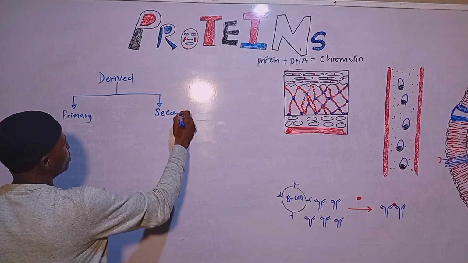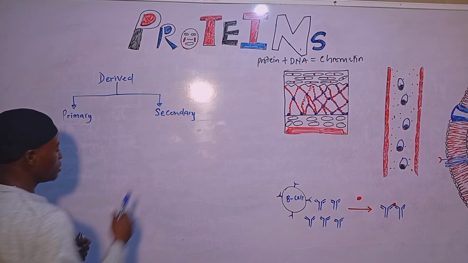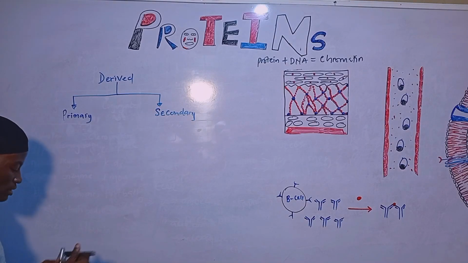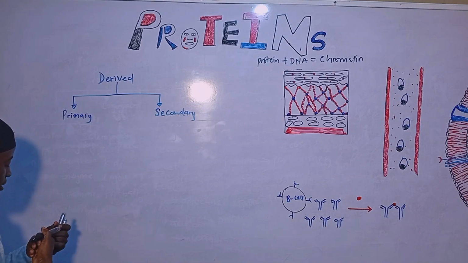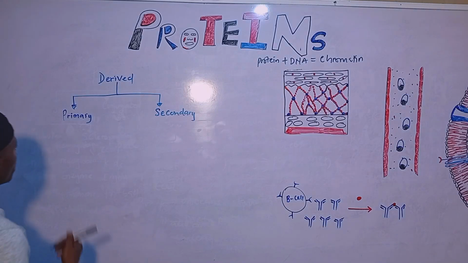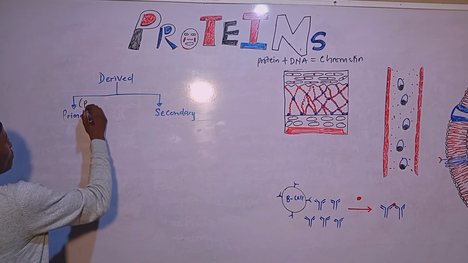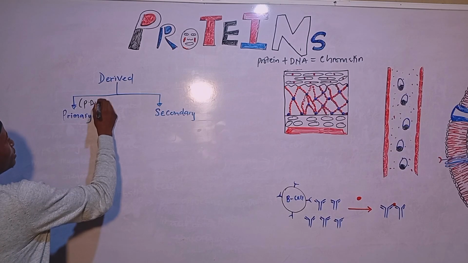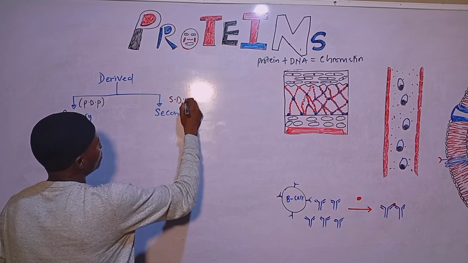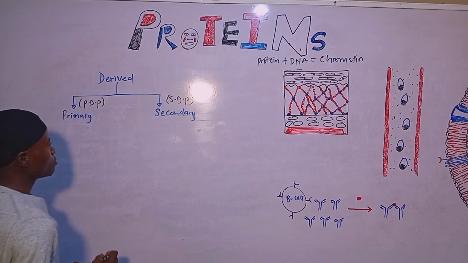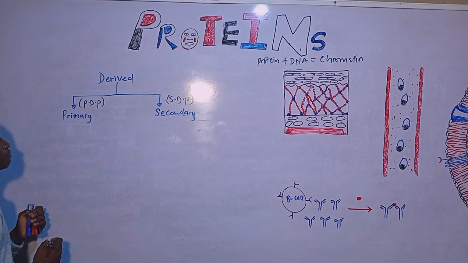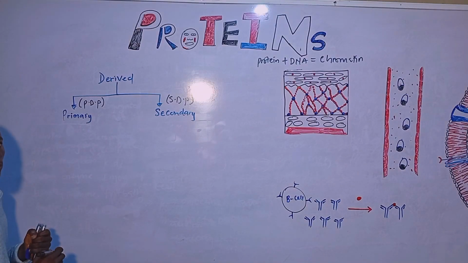the secondary derived protein. Now, what really happens here is that in the case of the primary derived protein and the secondary derived protein, that is PDP and also SDP, that's what we have. Once again, we have primary derived protein, PDP, and secondary derived protein, that is SDP. I'm going to give you an example of primary derived protein and also that of secondary derived protein.